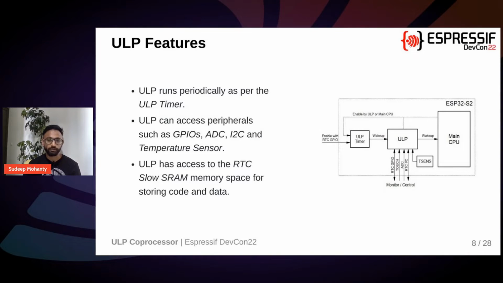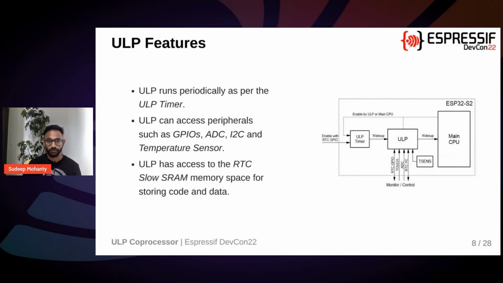Now, this is controlled by the ULP timer. This timer can be configured by the main CPU during initialization. Also, the ULP core has access to this timer and can alter the timing values. So it's the ULP timer which will periodically wake up the ULP. The ULP will perform the actions that it's supposed to. In case it needs to wake up the main CPU, it will wake it up. And then it can go back to halt, or it can go back to sleep.